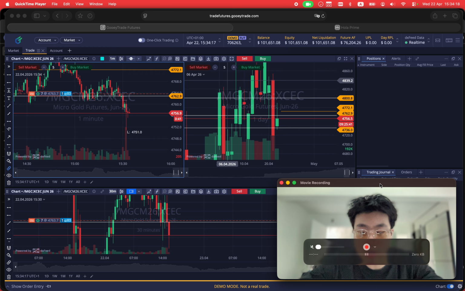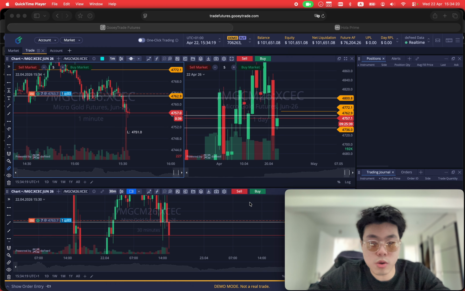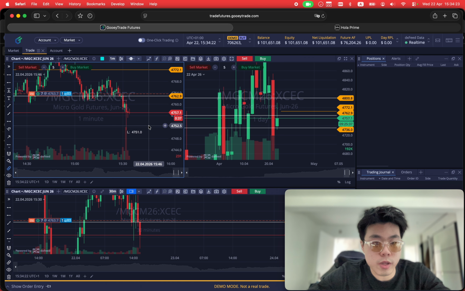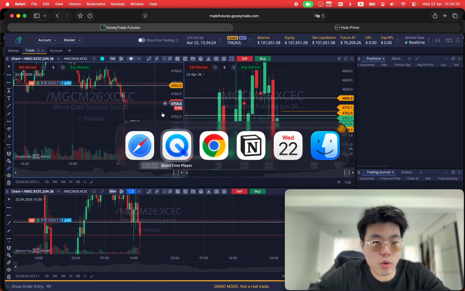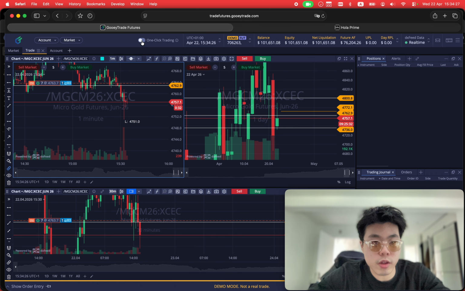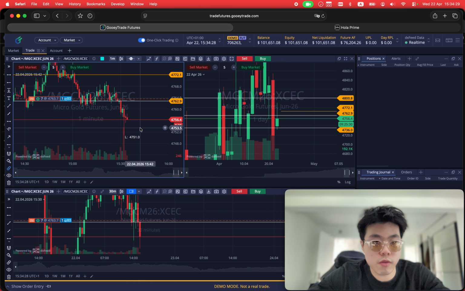I'm going to put myself here just in case, because we don't need to toggle the trade menu anymore. We just want to make sure we can close out quickly. Again, one-click trading function refreshed itself.